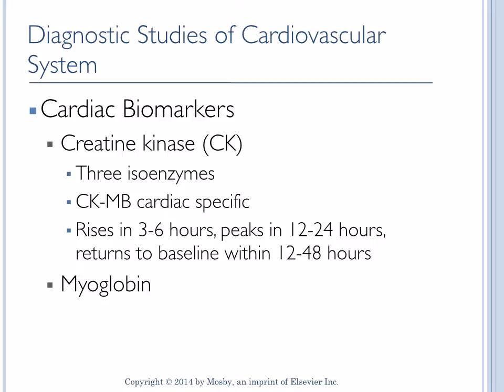Now, these isoenzymes are very specific to the skeletal muscle, brain and nervous tissue, and the heart. In the skeletal muscle, they are known as CKMM, in brain and nervous tissue, they are known as CKBB, and in heart, they are known as CKMB.